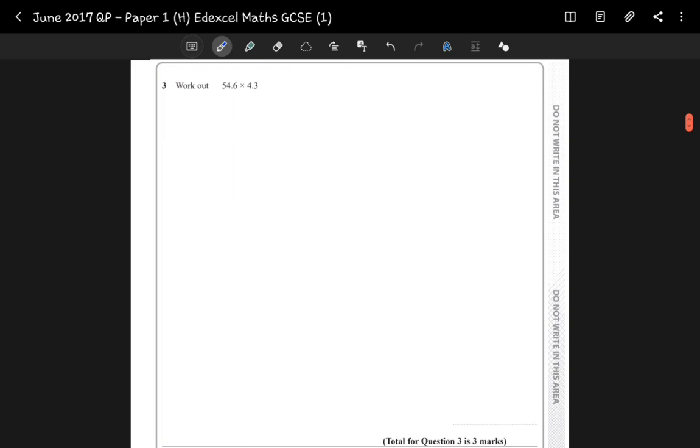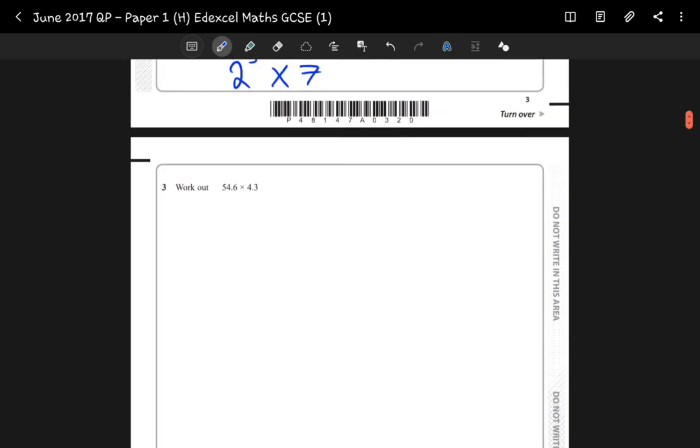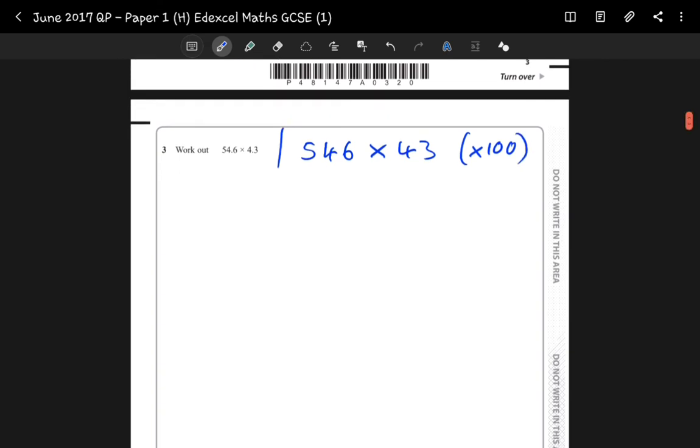Then we have here, work out 54.6 times 4.3. So my first way in which I'd advise doing this is to first just multiply through by 100. So basically what you're doing is multiplying each component by 10, and that will make the numbers easier to work with. So you actually have this instead. Now, bear in mind that was multiplied by 100 to make it easier to work with. So when we get our answer, we're going to have to then divide it again by 100 to go backwards.